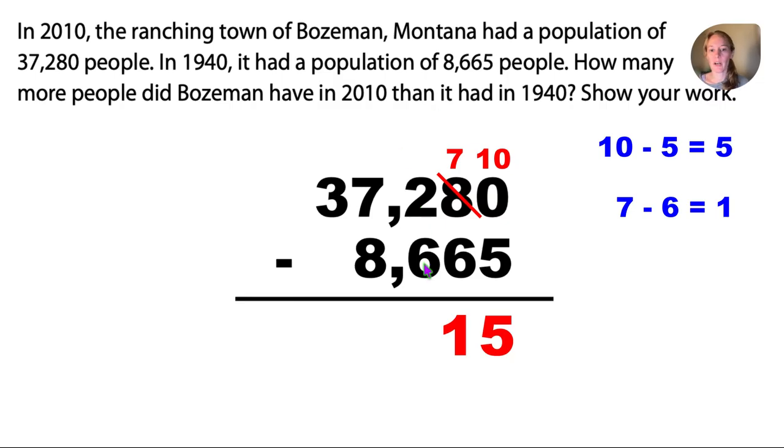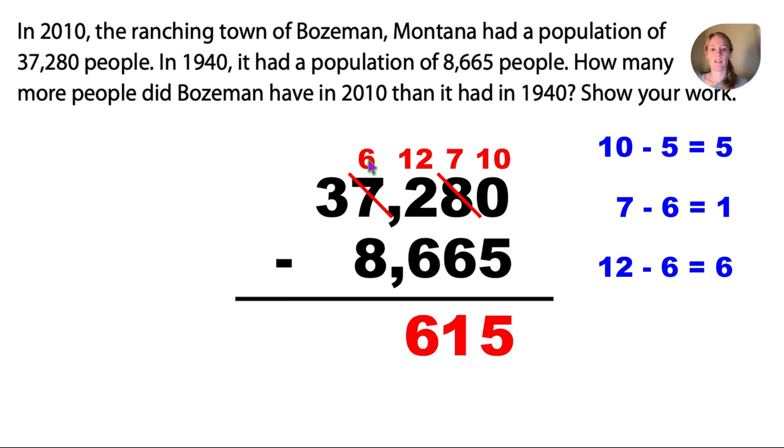If I have 2, I can't get rid of 6. So I would go to the next place value over to regroup or borrow. And so if I take 1,000 away and bring it to the hundreds, 1,000 is just 10 hundreds. So 10 hundreds plus 2 more would be 12. So 12 minus 6 is 6.